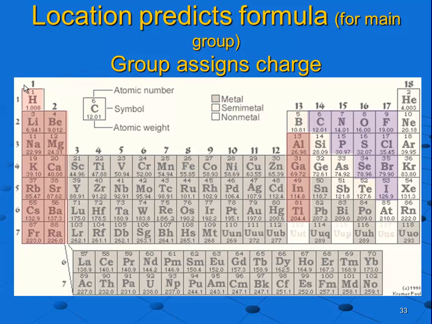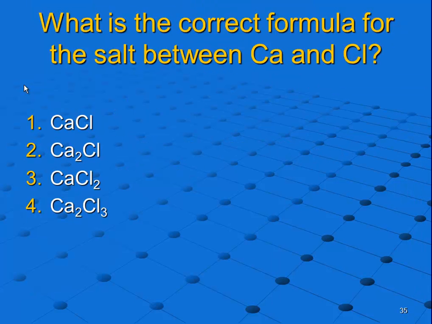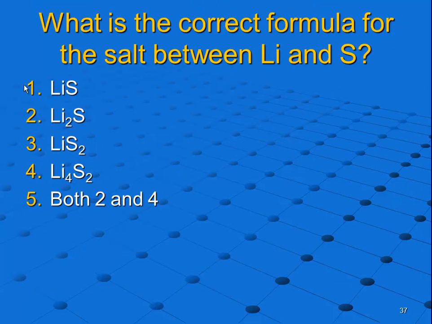You look up there, you find lithium. Lithium is in group 1, so it's going to have a charge of 1+. We go over, we find sulfur. It's in group 6, 6A. Group 6 has a charge of 2-. So now we're going to have a formula. Lithium 1+, sulfur 2-. So we're going to need 2 atoms of lithium to balance the charge on that sulfur. And so the correct choice here would be Li2S, or choice number 2.